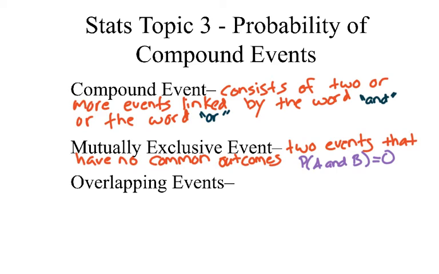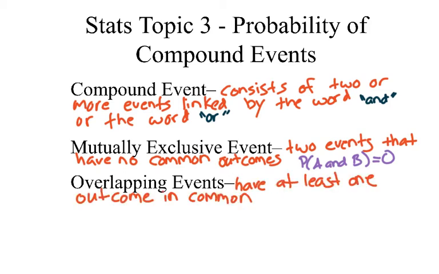Now, overlapping events have at least one outcome in common. This means that they can happen at the same time. For example, you could be in Miss Cooper's class, or have Miss Cooper as a teacher, and have Miss Brown as a teacher. So you'll need to determine whether they're mutually exclusive or overlapping before we find the probability of two events linked with the word or. So the probability of A or B.